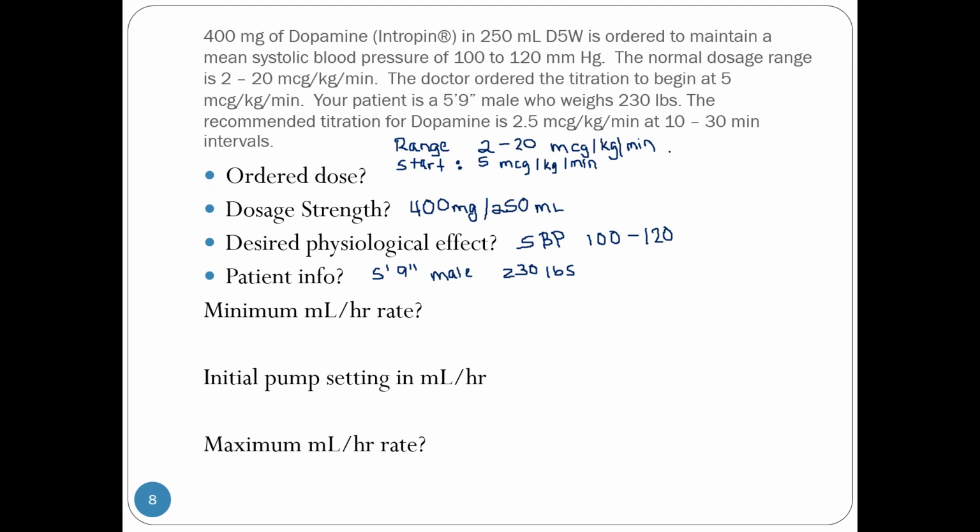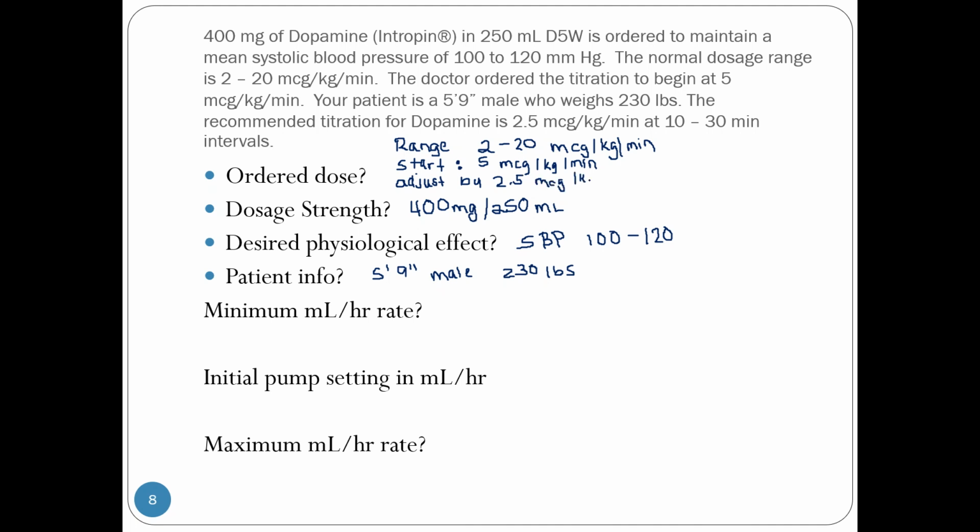So getting down to the last line, it says the recommended titration for the dopamine is 2.5 micrograms per kilogram per minute at 10 to 30 minute intervals. So I know this word titration means to adjust. So the adjustment is to be by 2.5 micrograms per kilogram per minute.